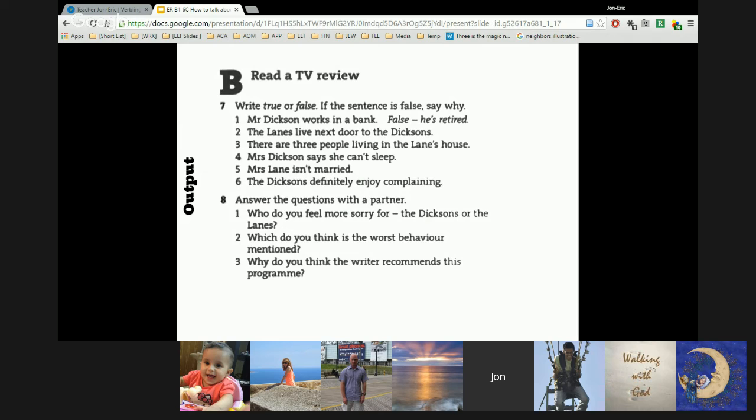Mr. Sergey, number 6. The Dixons definitely enjoy complaining. Well, from the point of view of the Lanes, they are enjoying complaining, and I personally believe them. So I believe you, and you believe the Lanes, and the Lanes say they are. It must be true, and the answer is true. According to Mrs. Lane, the Dixons just can't shut their mouths. You know, those nasty, gossiping, complaining neighbors. Absolutely. So it's true, true, false, false, and true for number 6. Wow, you did better than I thought you'd all do.